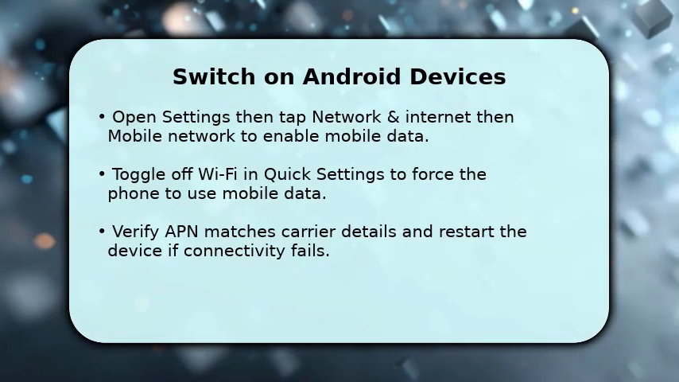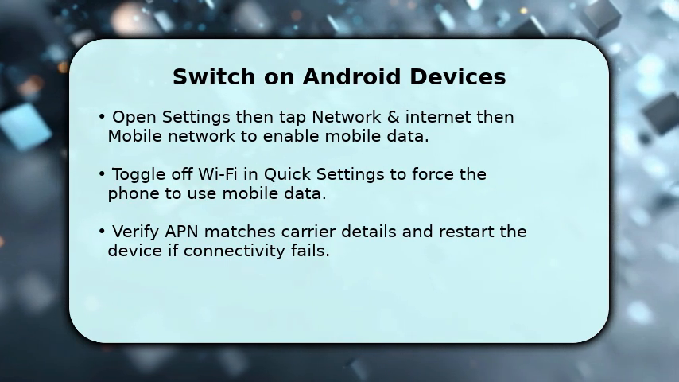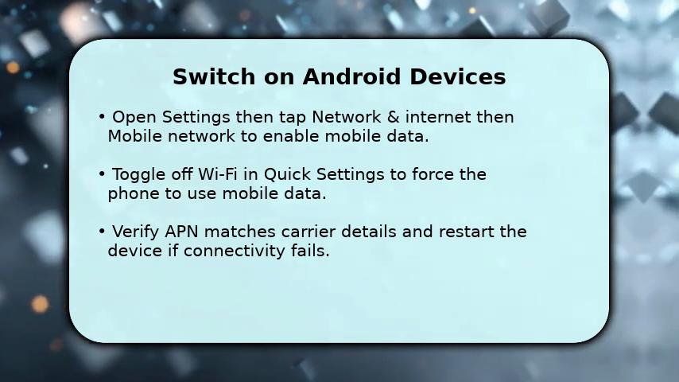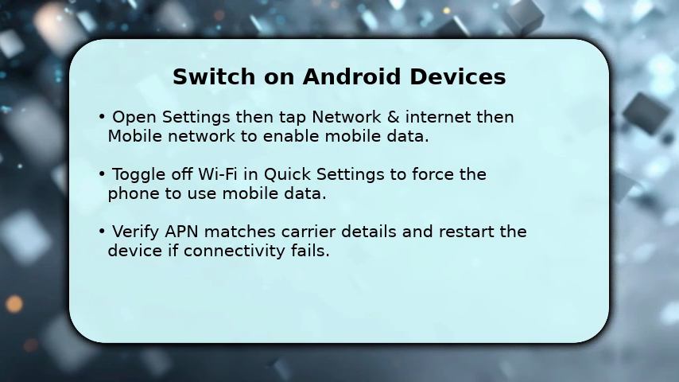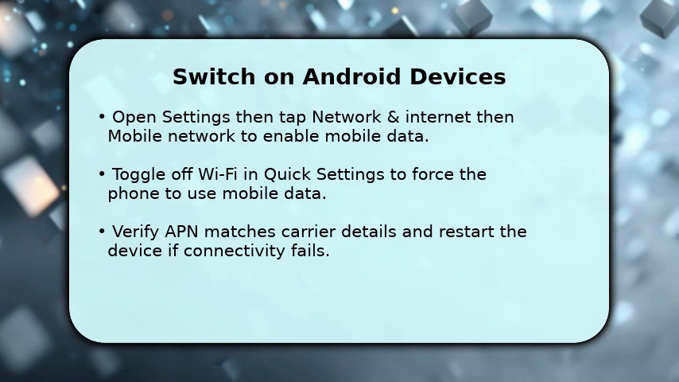Open Settings, then tap Network and Internet, then Mobile Network to enable mobile data. Use Quick Settings to toggle Wi-Fi off so the phone uses mobile data instead. Confirm preferred network type is set to 4G or 5G depending on your plan.